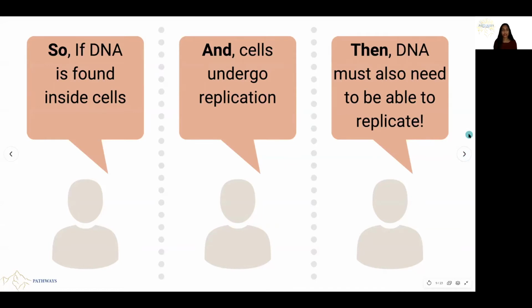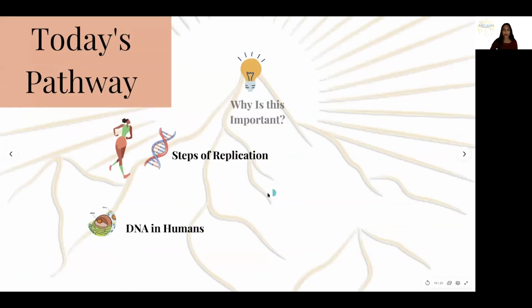So sort of let that sink in for a little bit. It's sort of the logic train of what we just covered: if DNA is found inside cells and these cells undergo replication, then DNA, which is inside cells, must also be able to replicate. So that brings us to our next topic, which are the steps of replication.